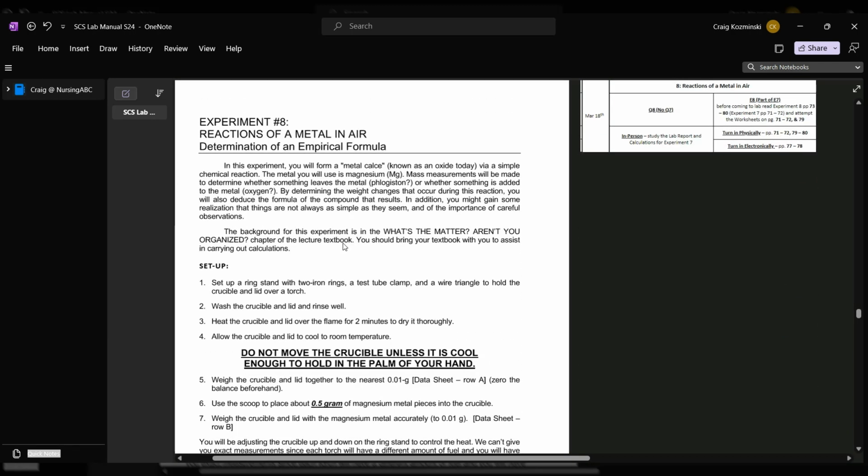Now, this brings us to experiment number 8, reactions of metal in air. And hopefully at this point, you've already gone ahead and read the entire setup for this experiment. If you've not done so yet, I would encourage you to pause the video and do so at this time.